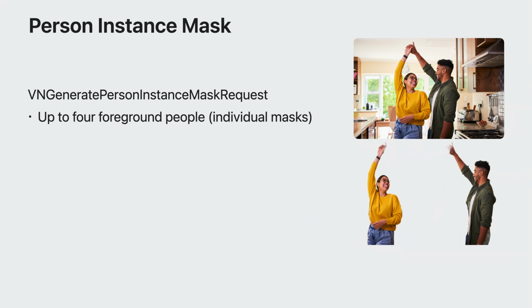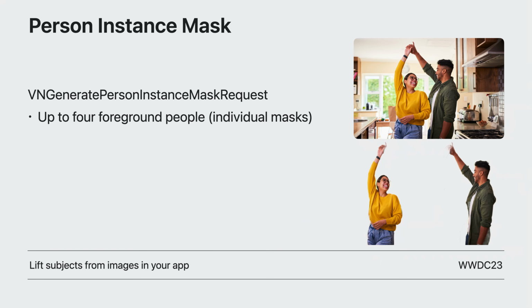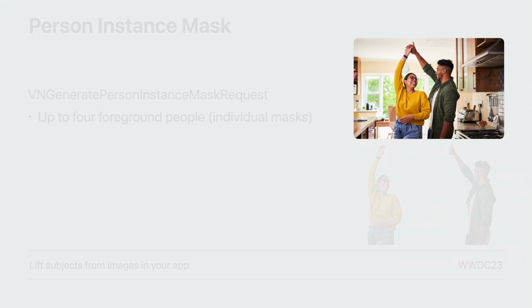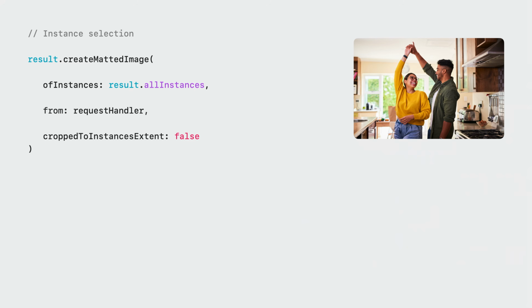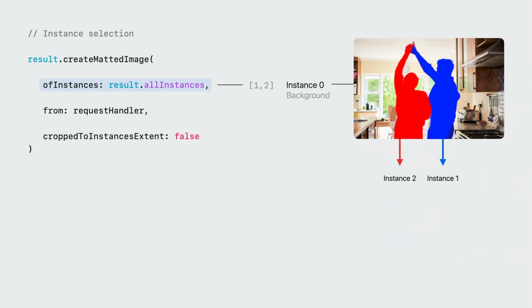If you need to select and lift subjects other than people, you can use the subject lifting API in VisionKit or the foreground instance mask request in Vision Framework. Please check out Lift Subjects from Images in Your App session for more information. Here is some sample code showing how to select a particular instance of a person you want from an image. Currently it's specifying to return all instances, but you could choose instance 1 or 2 depending on what friend you'd like to focus on in the image, or use instance 0 to get the background.